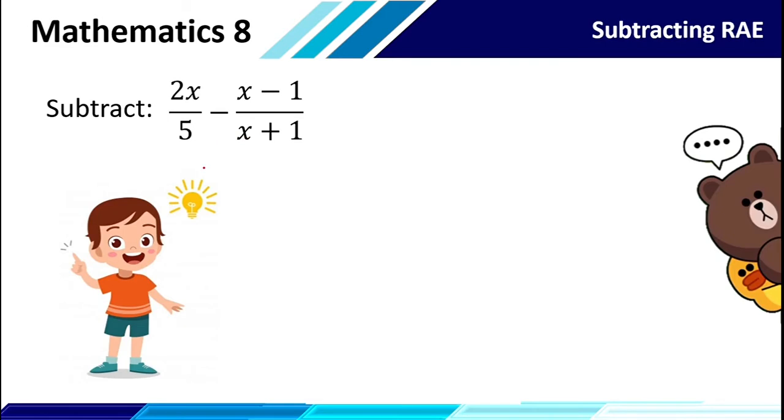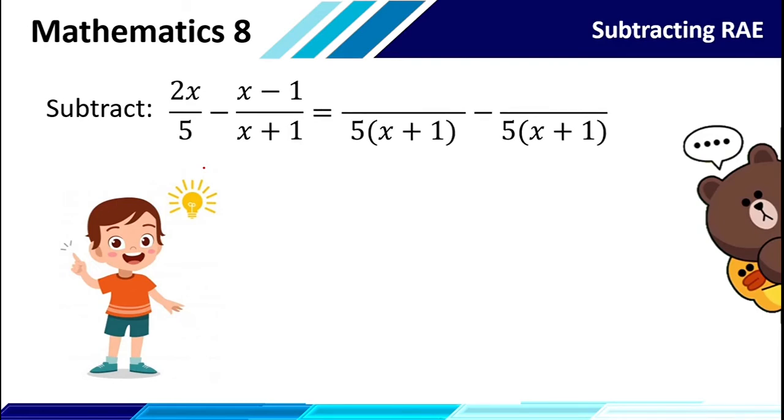Next example, we have 2x over 5 minus x minus 1 over x plus 1. Okay? To get our LCD, just multiply our denominators. So we will have 5 times x plus 1 as our new denominator. And to get our new numerators, we divide 5 times x plus 1 by 5, times 2x. That would be 2x times x plus 1. And for the other fraction, we will have 5 times the quantity x plus 1 divided by x plus 1. That would be 5 times x minus 1.